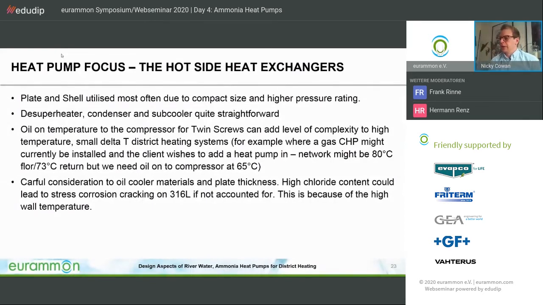So we can either reject the heat through an air cooler, again, just the portion you need for the oil cooler, or you can use some of the source water to cool it down. The oil cooler also has a problem because of the high wall temperature. District heating system has to have a chemical composition to suit this. So we're talking less than 40 ppm chloride content, a pH ideally between 6 and 9, up to 10.5 is okay. Because this just leads to problems where you get buildup on the plate, stress corrosion cracking on 316L.